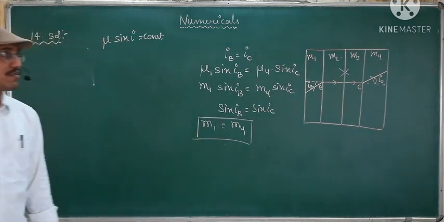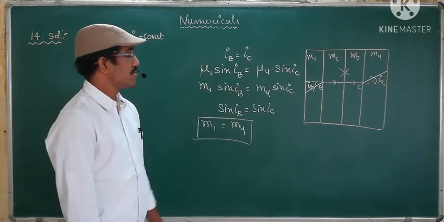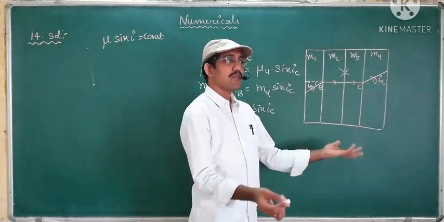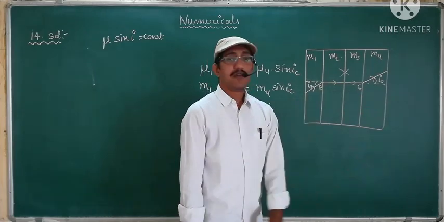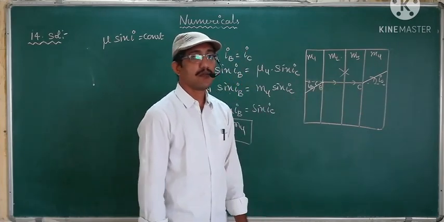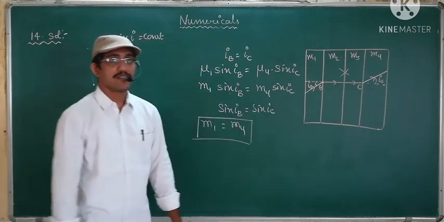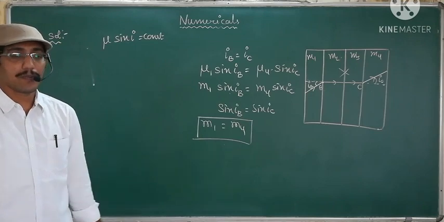So what is the relation between those m1 and m4? m1 is equal to m4 and IB is equal to IC, and here m2 is equal to m3 or m2 is not equal to m3, it is independent of that. We will go along the same direction, since for normal incidence of light, refraction means deviation is equal to 0.